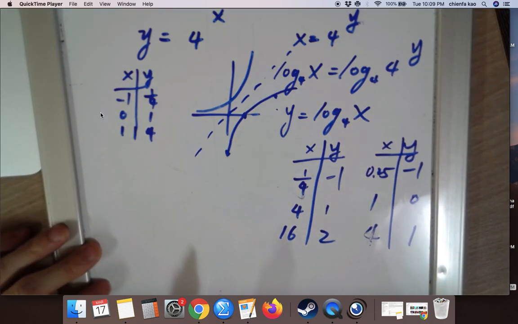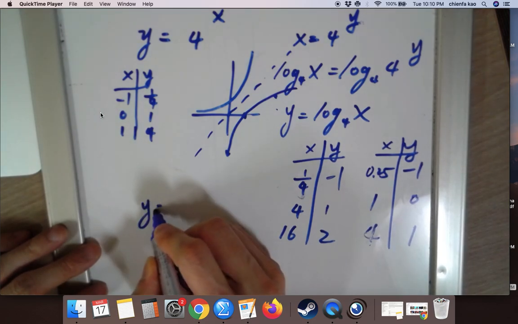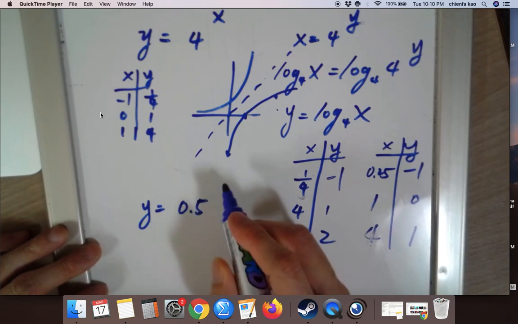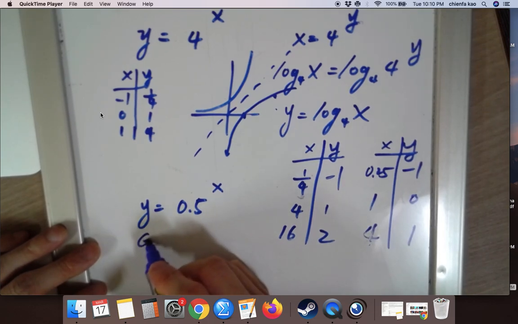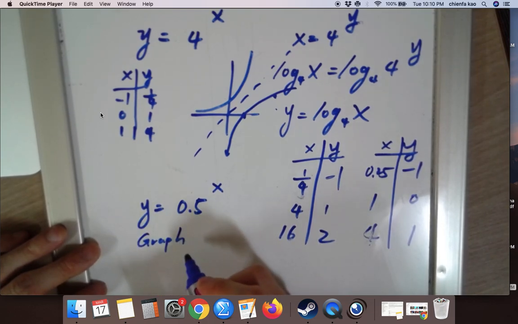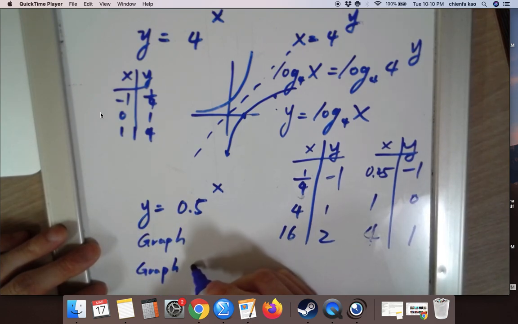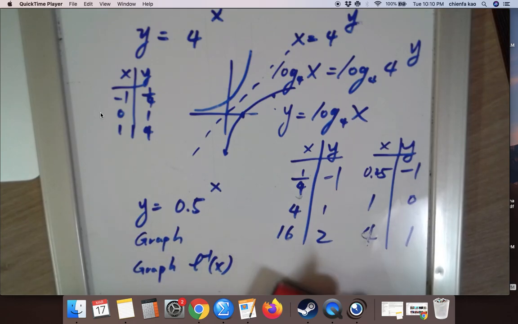Now, it is your turn. Please graph this function first. Graph this using an xy chart. Next, graph the inverse of this function. Okay, go. Pause the video, do that now.